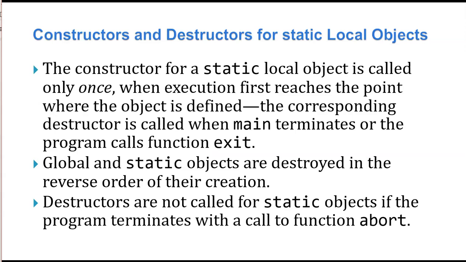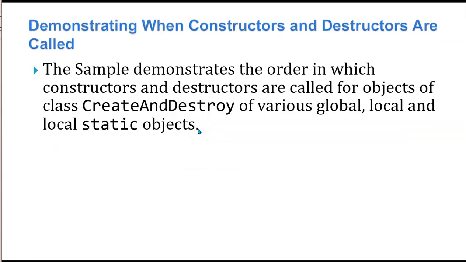So, the constructor for a static local object is called only once, when execution first reaches the point where the object is defined. The corresponding destructor is called when main terminates or the program calls function exit. Global and static objects are destroyed in the reverse order of what they're created. Destructors are not called for static objects if the program terminates with a call to abort.